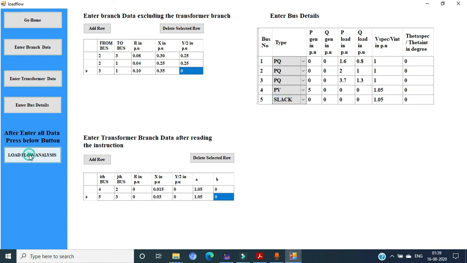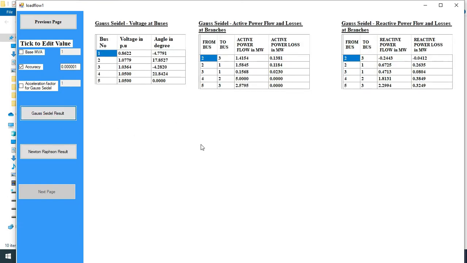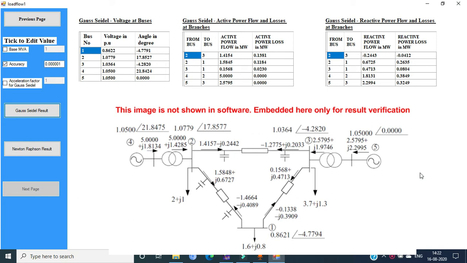Once again move to load flow analysis, go to the next page, change the accuracy to 10 raised to minus 6 and again click on the Gauss Seidel result. The results tabulated on the screen are the voltage at all the buses in the system. The active and the reactive power flow are also tabulated as shown in the figure. The direction of the power flow is certain from the from and the to bus number.